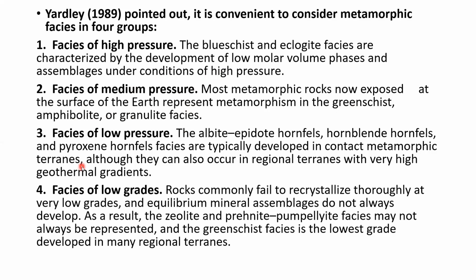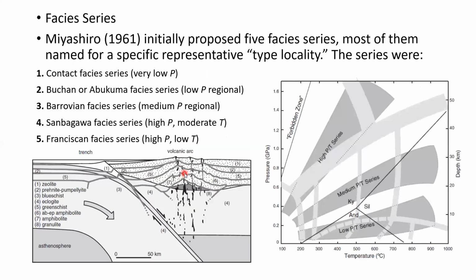The facies of low pressures, that is albite-epidote Hornfels facies and pyroxene Hornfels facies, because they are high temperature facies. The facies of low grade, that is prehnite-pumpellyite and zeolite. So they are the different things. Now we'll be seeing facies series rather than the facies. So facies you can study yourself, they are very basic. Now we will be studying the facies series.